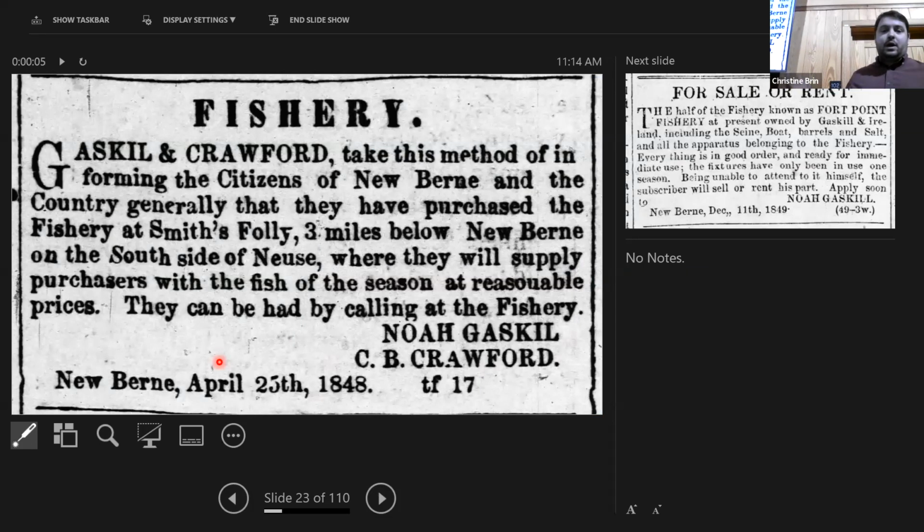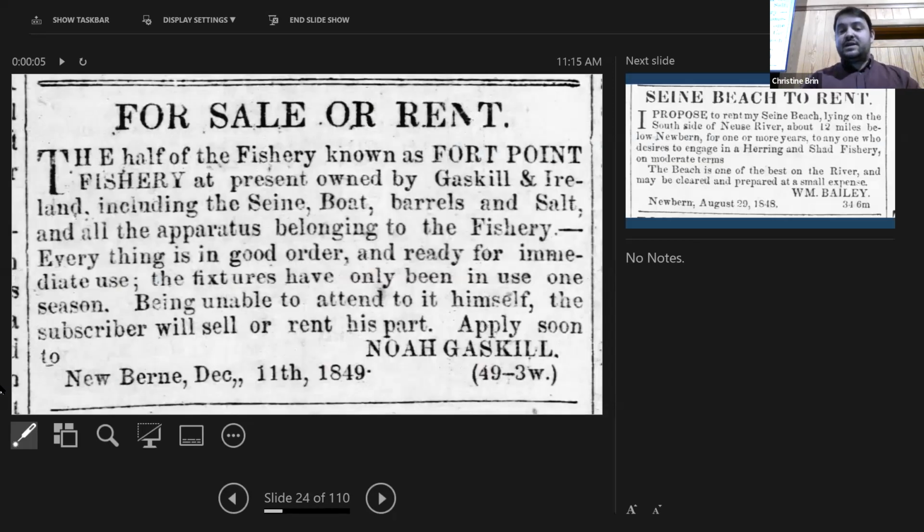Then there's also other fisheries that start to pop up where locals in Craven County are starting to emulate the Feltons. And so you've got Noah Gaskell and C.P. Crawford. They have a fishery just below New Bern that they are trying to start up in 1848. Then they decide in 1849 that they're going to try and either rent or sell their fishery. Obviously, something probably didn't work out for them.